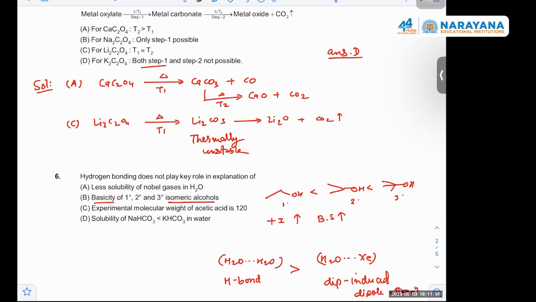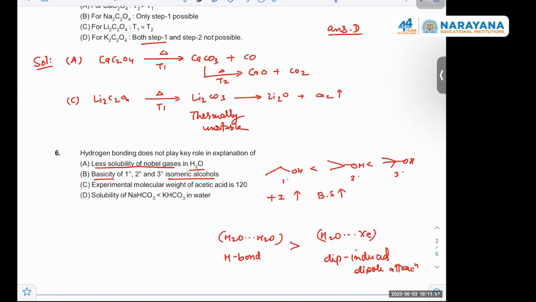This attraction force is stronger. Therefore, we can say that noble gases are insoluble in water. So H bonding of water plays a role in the explanation of less solubility of noble gases. Whenever we explain the solubility of anything, we first check the solute-solute interactions, solute-solvent interactions, and solvent-solvent interactions. So in that manner, the H bonding of water takes a role. Therefore, the answer will be B. The more appropriate answer will be B.